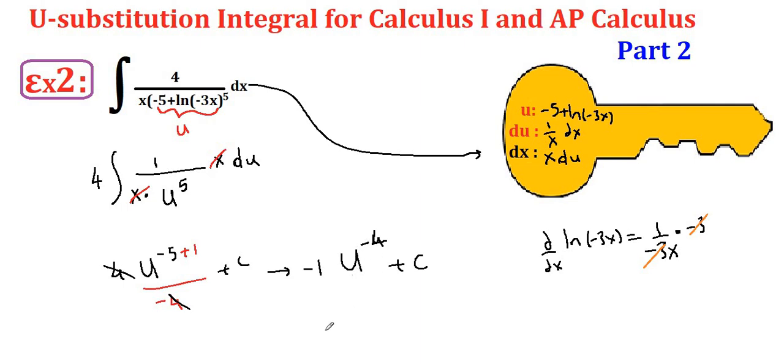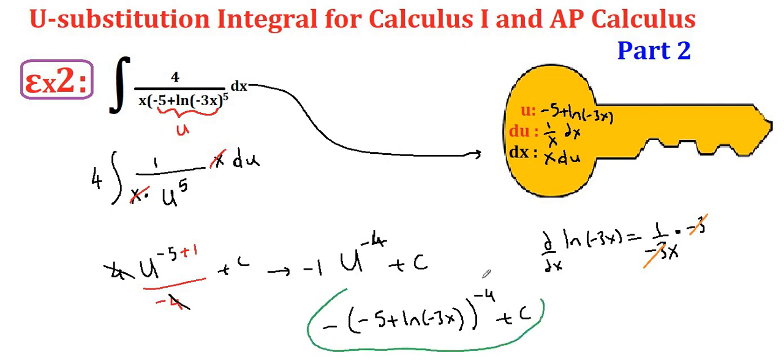If you bring u back, it will be negative 5 plus ln of negative 3x raised to the negative 4 power plus c. You can either leave it in this form, or if you want, you can make it negative 1 over negative 5 plus ln of negative 3x raised to the positive 4.